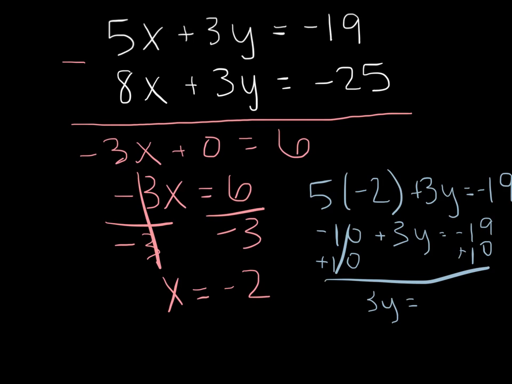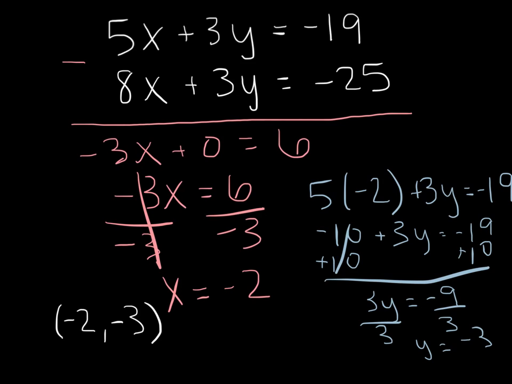3y equal to negative 9. Divide by 3, y is equal to negative 3. So now we have our solution. We have that coordinate point. So our solution is where x is negative 2 and y is negative 3.